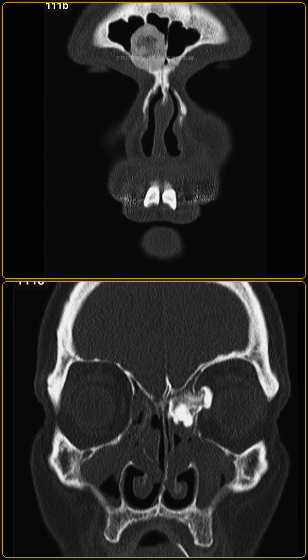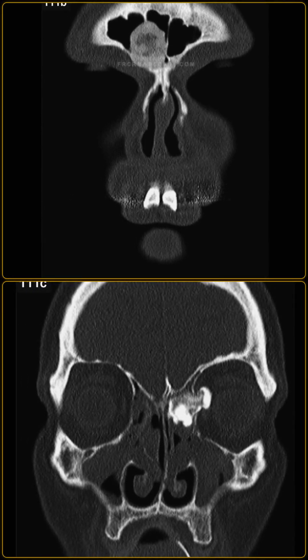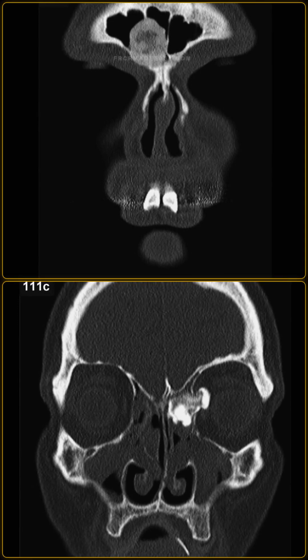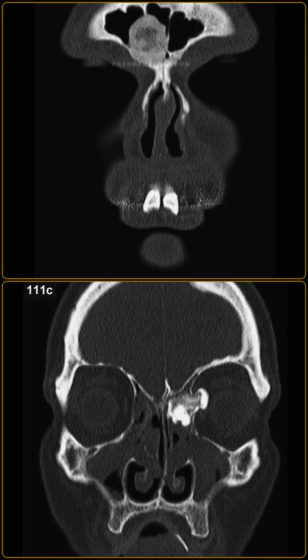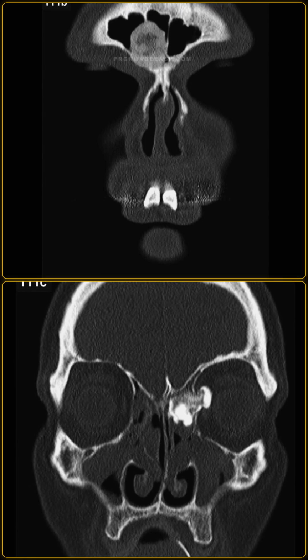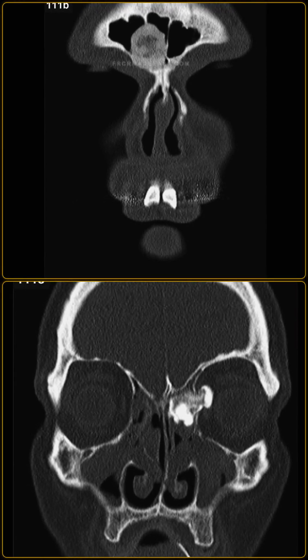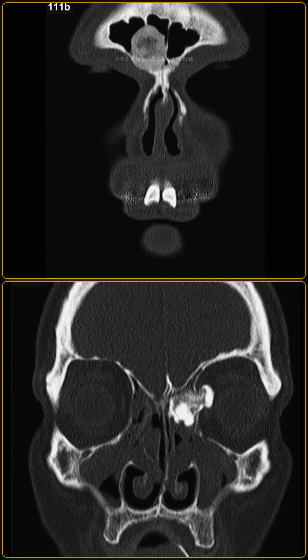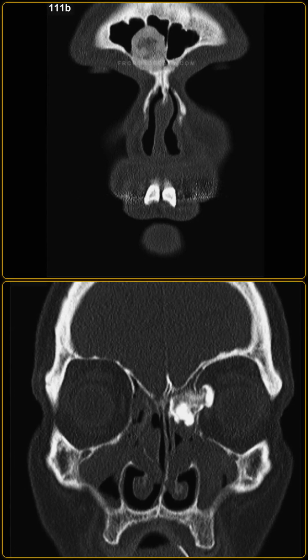The second coronal CT reconstruction from a different patient demonstrates a left ethmoid sinus osteoma. This left ethmoid lesion is causing pressure erosion of the lamina papyracea and extending directly into the medial orbit. There is associated inflammatory mucosal thickening within the left maxillary and ethmoid sinuses, likely secondary to ductal obstruction.